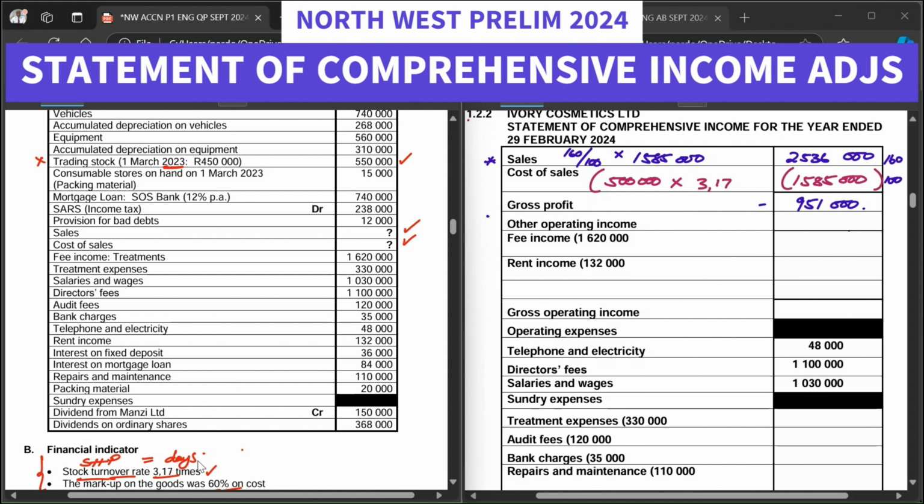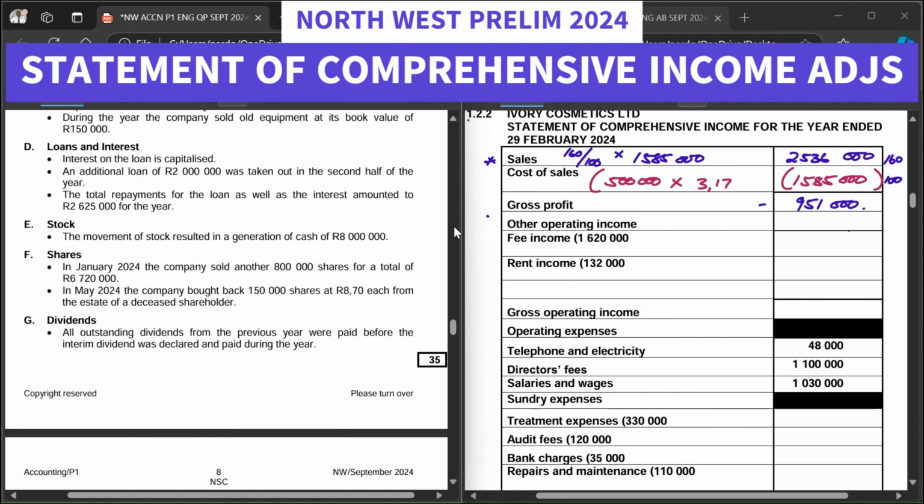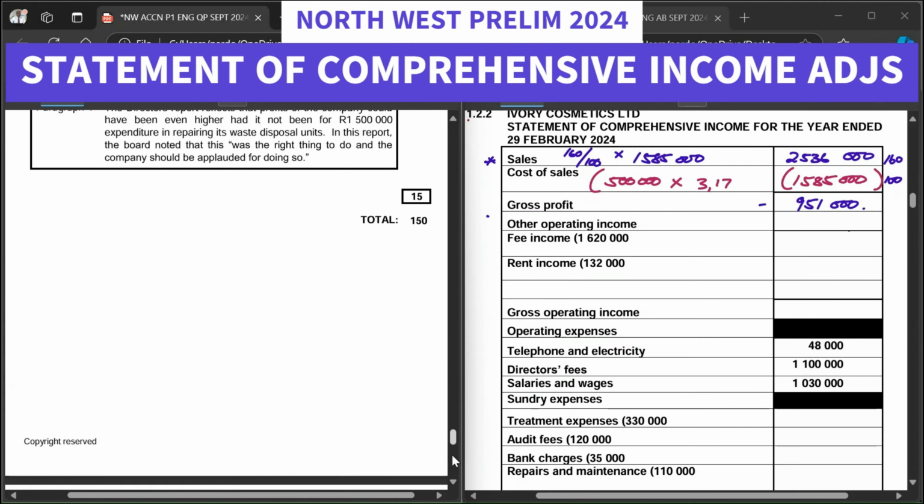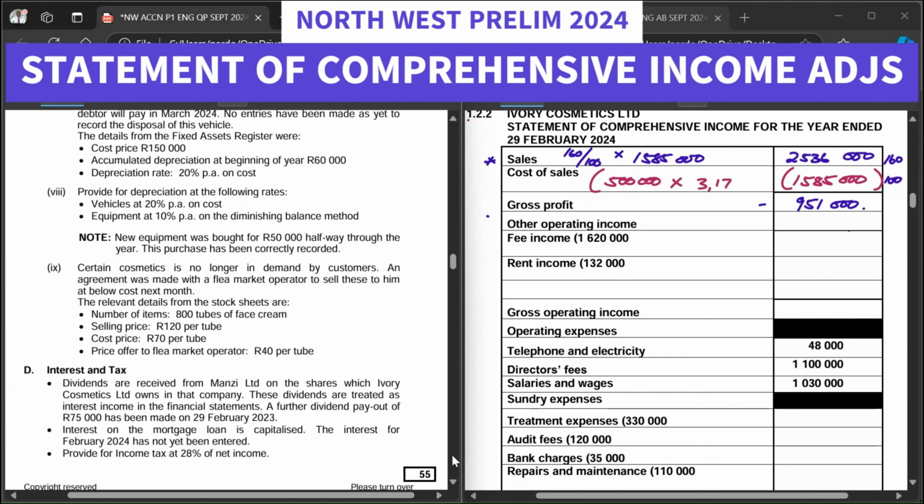So I would have given you such information, and then you'd have used the information to calculate cost of sales and get my sales. But there are several financial indicators which you can find on your formula sheet, which the examiner can use in completing your statement of comprehensive income. You can have that one as number 1. You can also have that one as number 2. You can have that one as number 3, number 4, number 5, and you can still have this one as number 6. These are some of the financial indicators, apart from the ones that I was speaking of right now, that the examiner can use in completing the statement of comprehensive income.